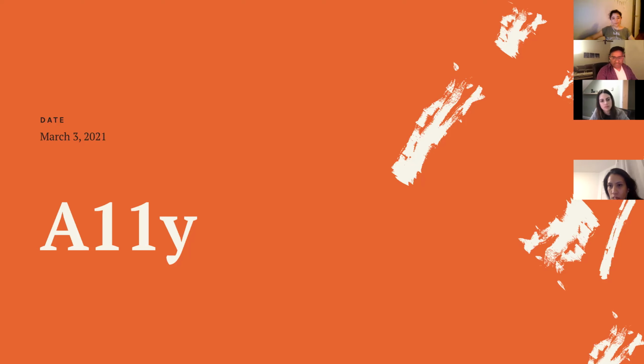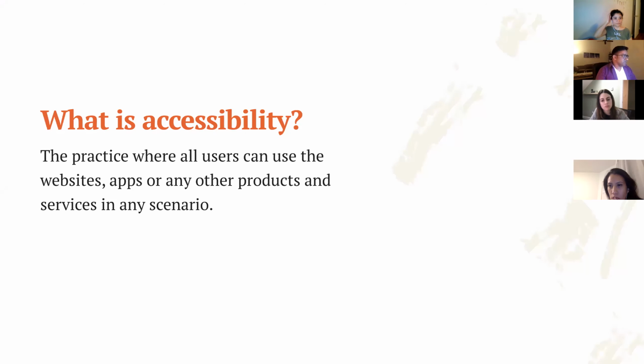So with that, we will probably skip over this one. As I was saying, accessibility is basically an inclusive practice where we try to make sure all users can use any kind of website, app, product that we develop, or even a service, without any kind of issues in any scenario. That is basically what accessibility means.